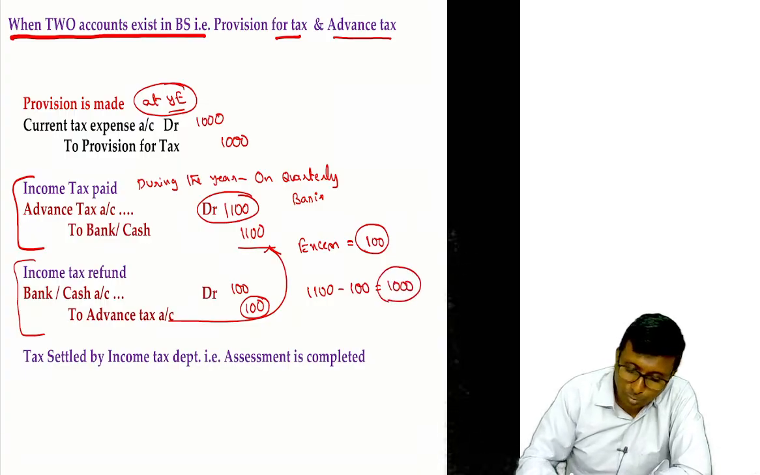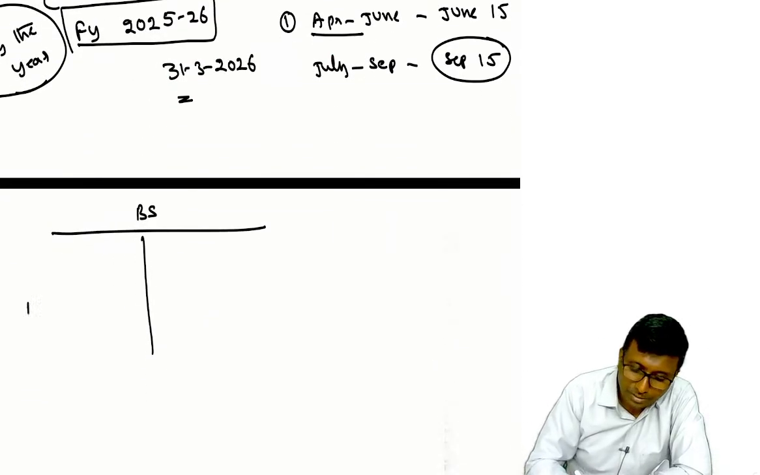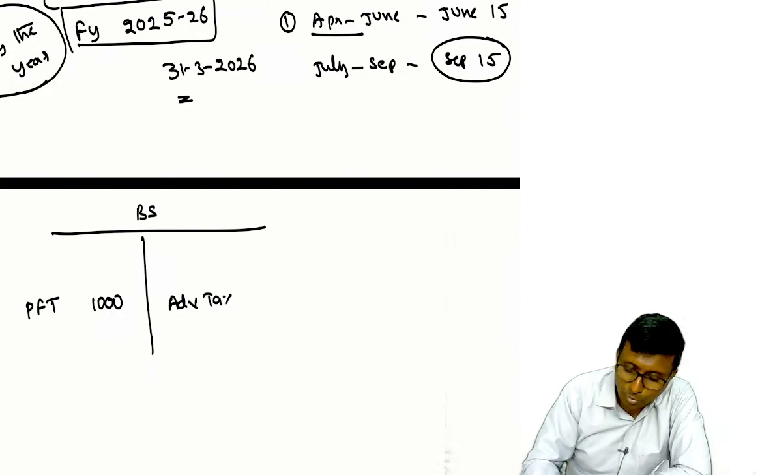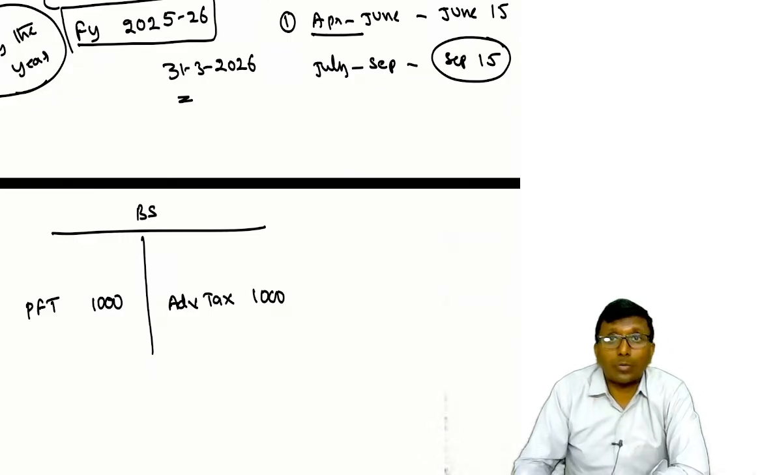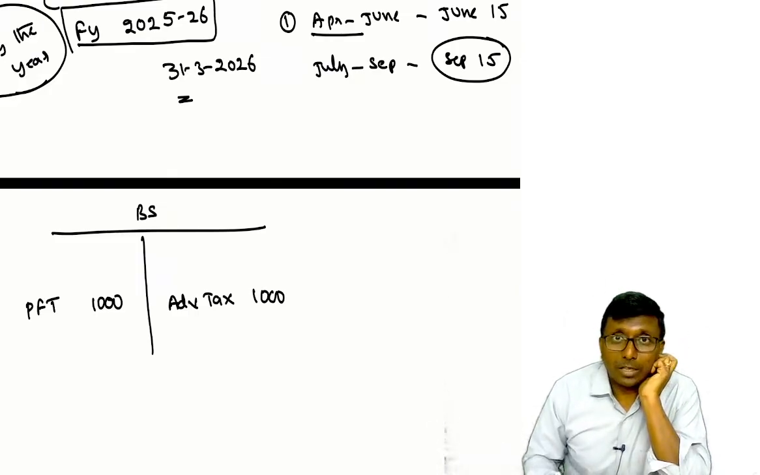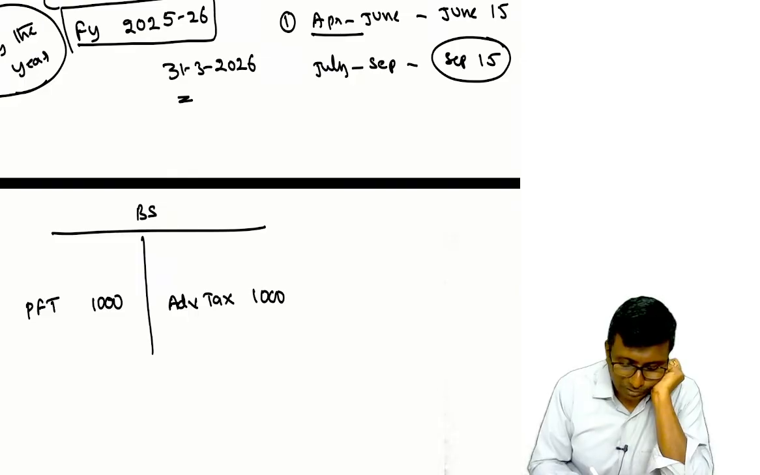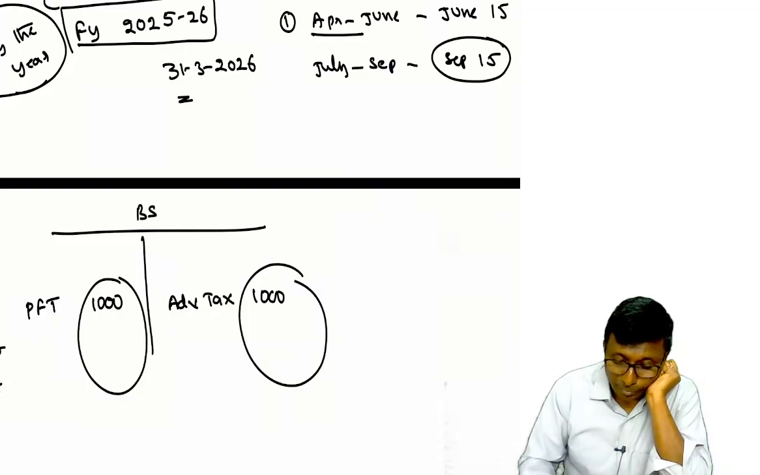Observe this, my dear friend. If I say balance sheet, here there is a provision for tax equal to 1000 rupees, and here there is advance tax. In the two ledger accounts, advance tax has come to 1000 because 1100 minus 100. Clear? Now what will happen here? Nothing will happen. Let's say this is for 2025-26, next year 2026-27, next year 2027-28. So it will be like this, two accounts maintained lifetime. No.